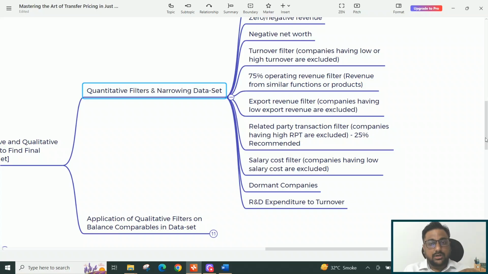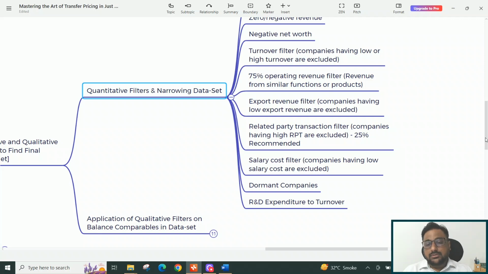And we need to understand that if there are high related party transactions, where they are more than 25% of sales, we will exclude those companies as well. So 25% is again not a benchmark number, but generally people do follow this practice, where they try to exclude those companies where related party transactions influence more than 25% of the entire revenue, right? That is how they will exclude that part.